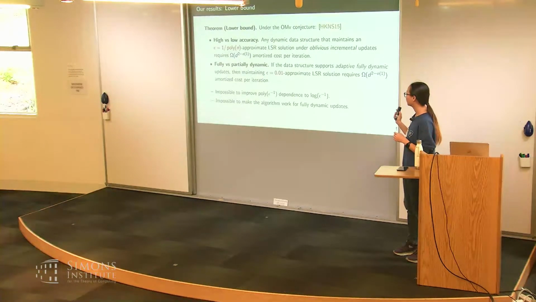Okay. Sorry, why doesn't that have an n? Oh, this is amortized cost per iteration, and there are n iterations. Oh, it's d squared per iteration.